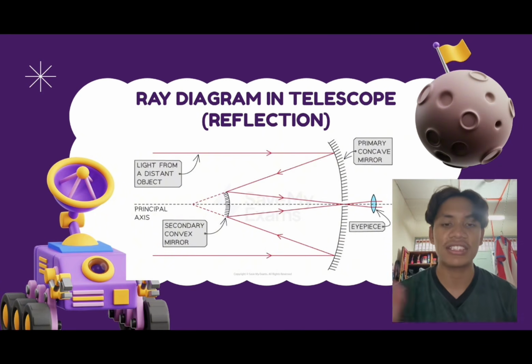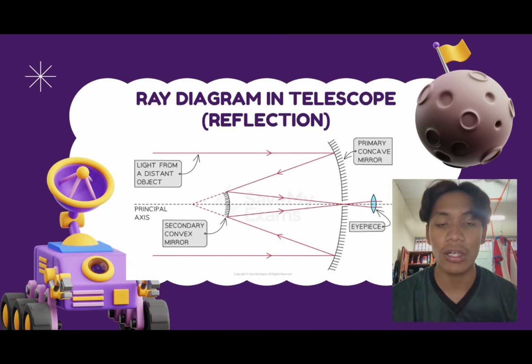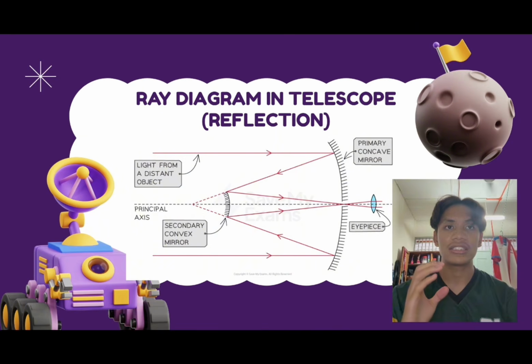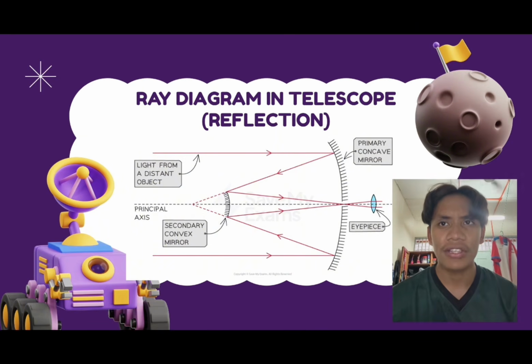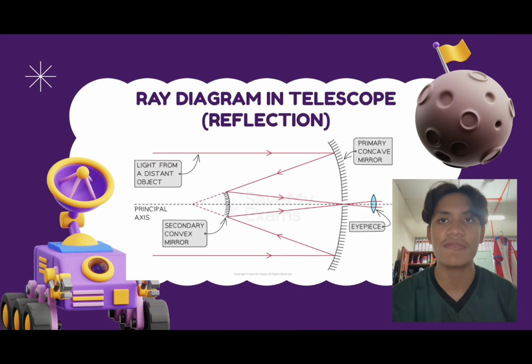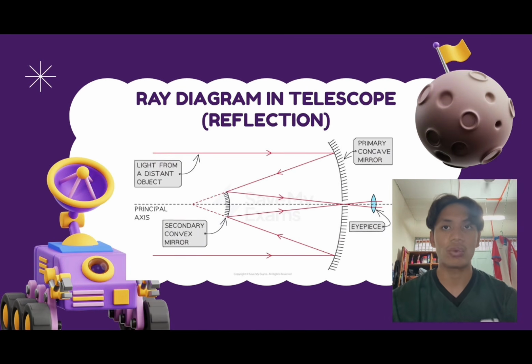Before those reflected rays can meet, they are intercepted on the left by the secondary convex mirror. So there are two mirrors: the first one is concave, the second one is convex. Notice the dashed red lines outside the secondary convex mirror. They show where the light would have gone. Instead, the secondary convex mirror reflects the light rays a second time, sending them back toward the right, narrowing down as they head toward the center of the primary mirror.